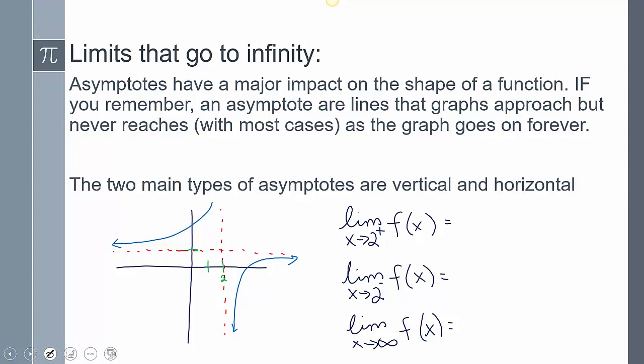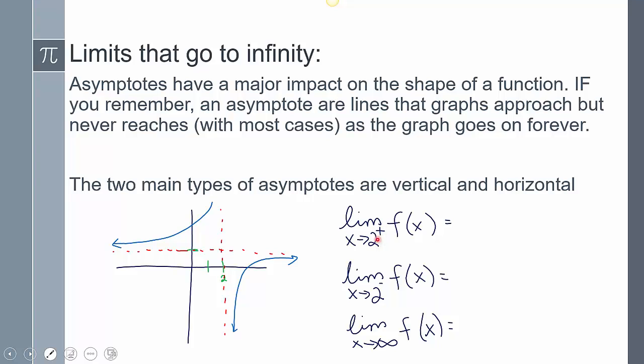Now if you remember, asymptotes are those imaginary lines that a graph approaches but will never ever reach in most cases. And so visually here we can take a look at asymptotes. This is a vertical asymptote and this is going to be a horizontal asymptote. Now the idea so far when we had limits is it would approach a certain number and we would be able to approach that number from two sides.